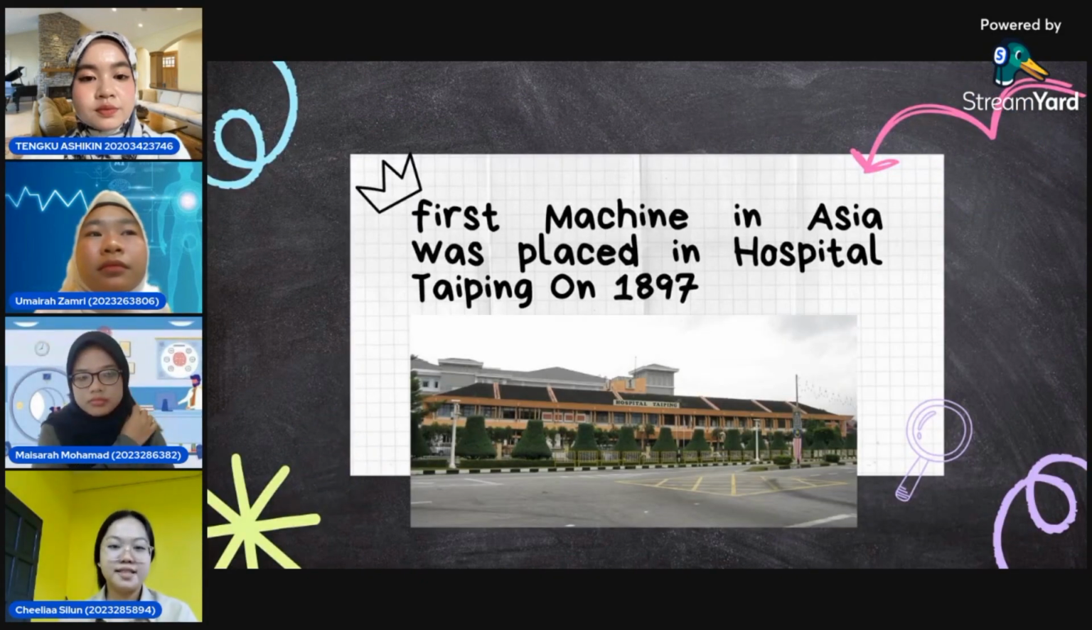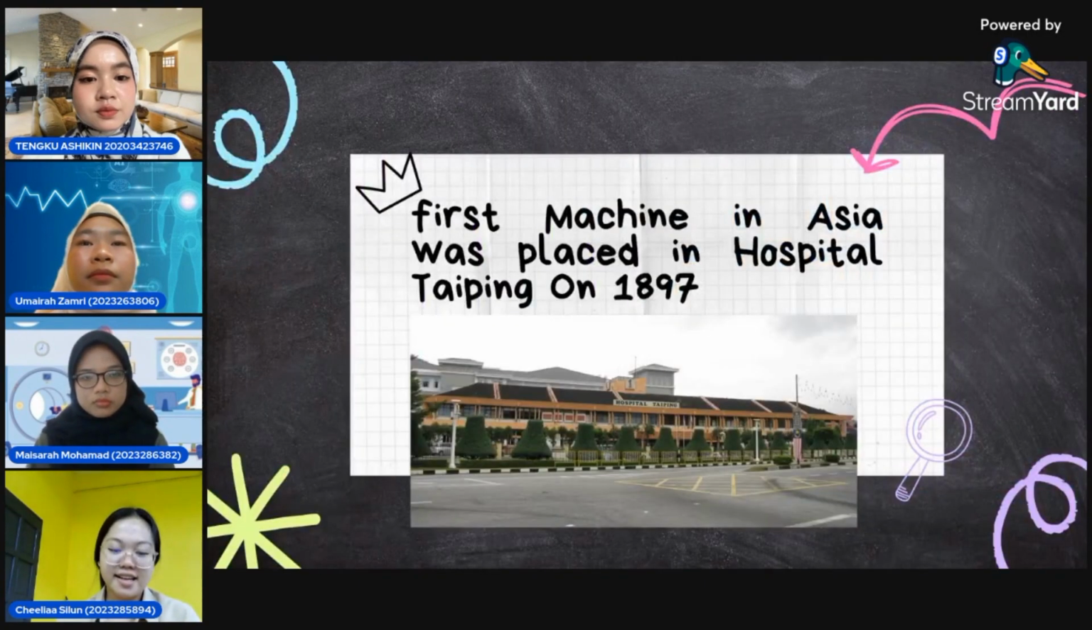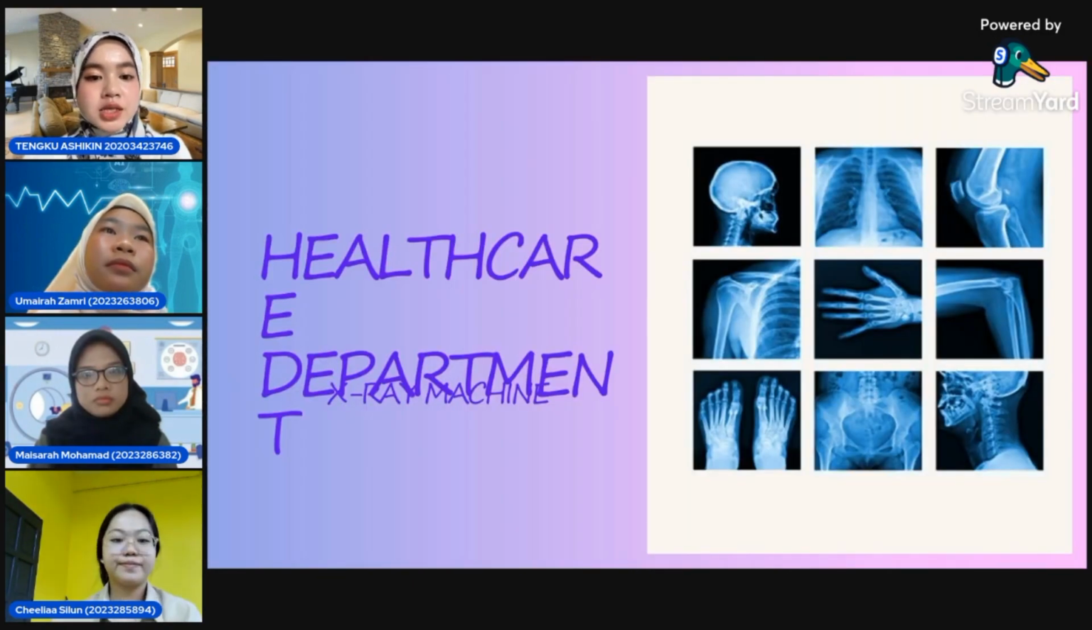So you can see this is Hospital Tipitong in 1897. The first machine in Asia was placed in Hospital Tipitong in 1897. Thank you. Next slide.